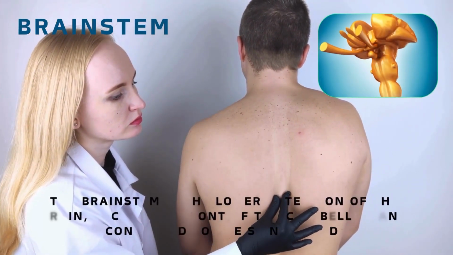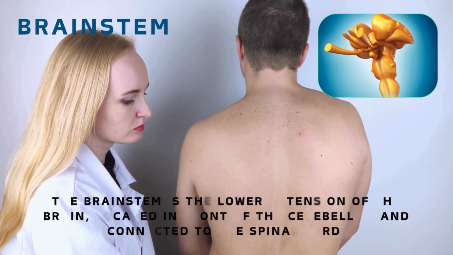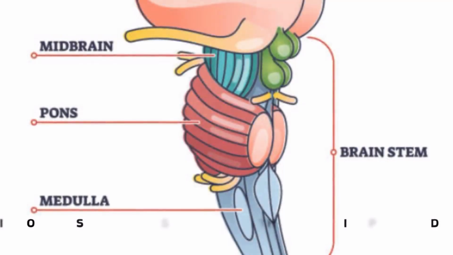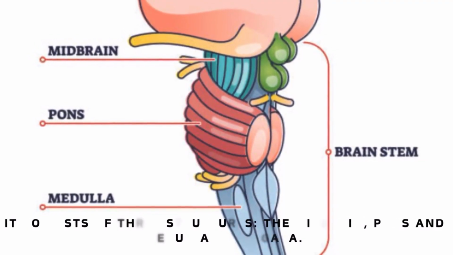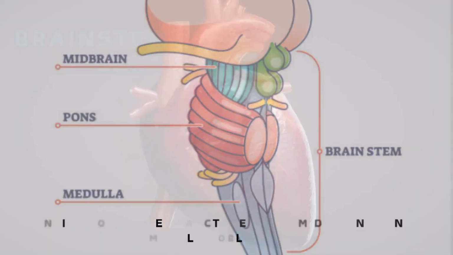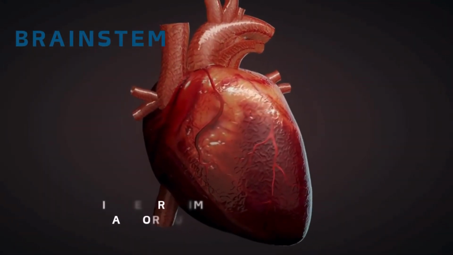The brainstem is the lower extension of the brain located in front of the cerebellum and connected to the spinal cord. It consists of three structures: the midbrain, pons, and medulla oblongata.